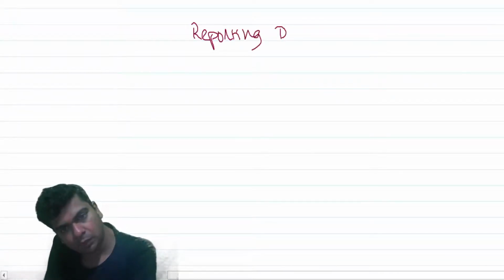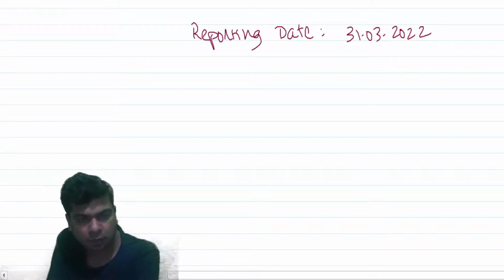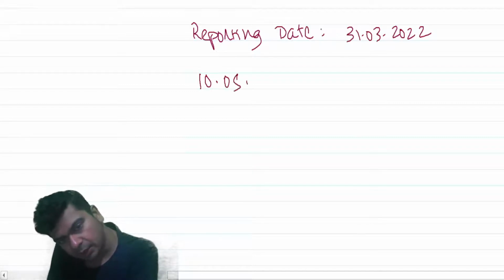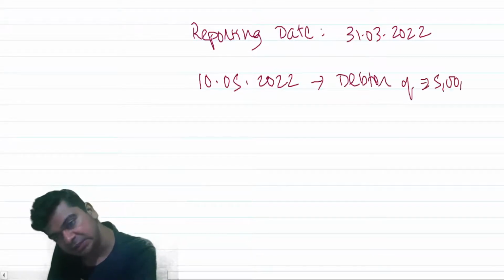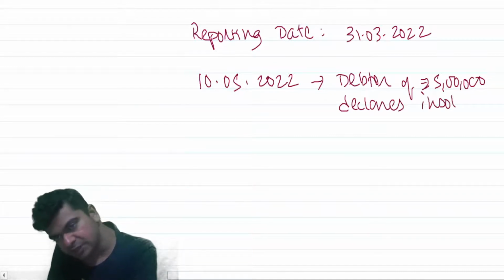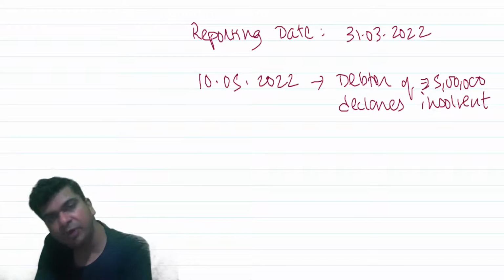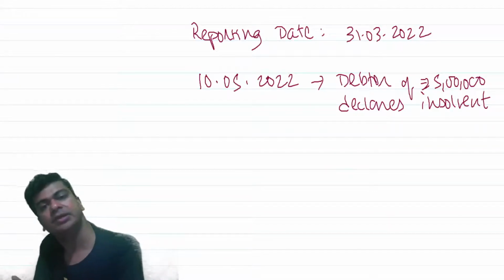Let's take a similar situation again. The reporting date, let's say, is 31st March 2022. On 10th May 2022, a debtor of rupees 5 lakhs declares itself insolvent. You are getting information that one debtor which you are showing in your balance sheet at 5 lakhs of rupees has declared itself to be insolvent.